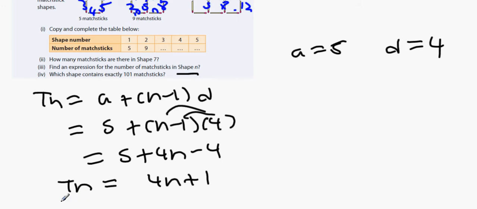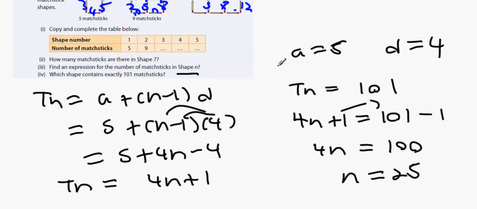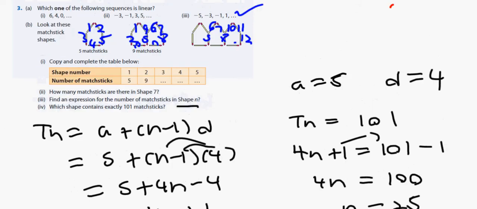What shape contains exactly 101 matchsticks? Remember, Tn stands for the number of matchsticks, so Tn is 101. Therefore 4n plus 1 equals 101. Bring over the 1 and it becomes a minus 1. 4n equals 100. n equals 25. The 25th shape will contain 101 matchsticks. Okay.